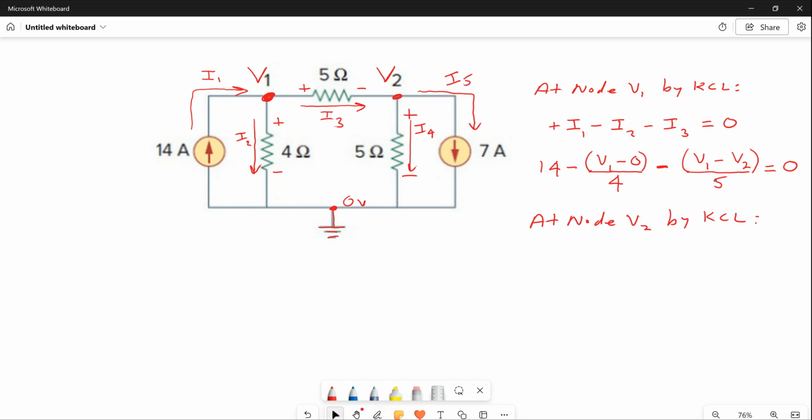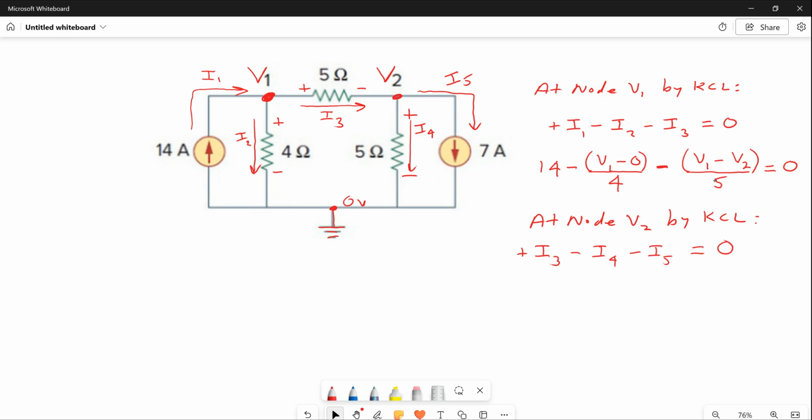What's a top level equation? It's a plus I3 down here. Don't change it around. It's current going in. It's leaving node V1, but we're doing node V2. It's a plus I3 minus I4 minus I5 equals 0.